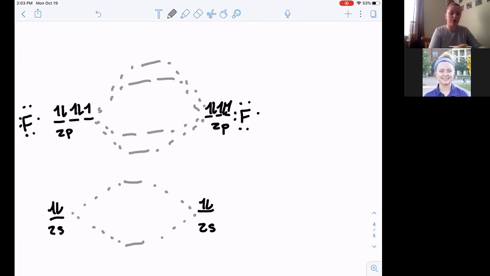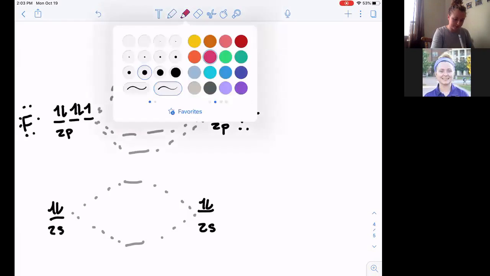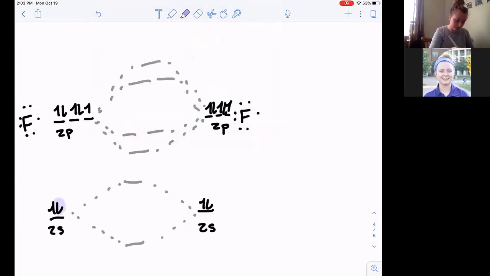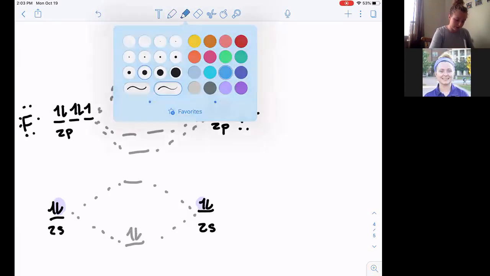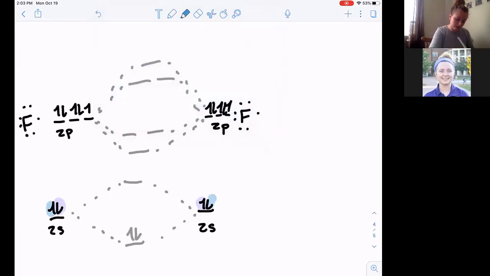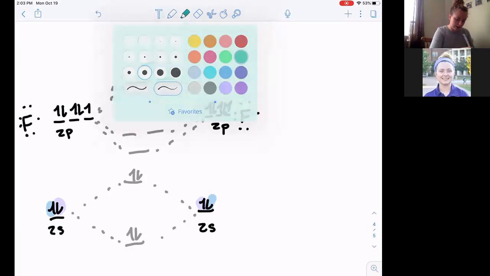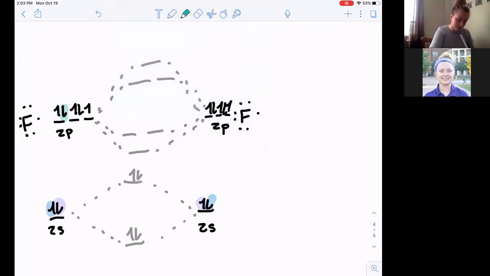Then what I would do is I would just fill in. So I have, let's say, I need 2 electrons in the bottom. All right, fill those in. I need 2 electrons in the top. Okay, fill those in. I need an electron from the bottom. Okay, cool, fill that in.